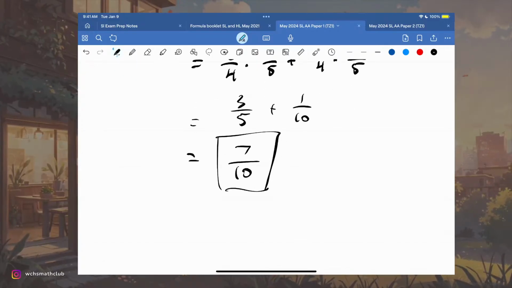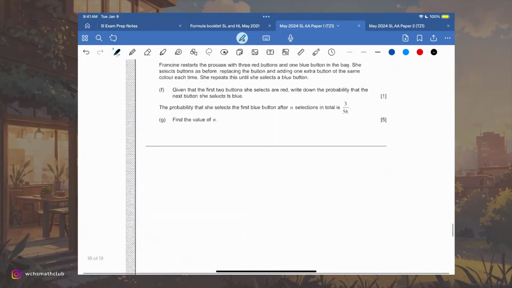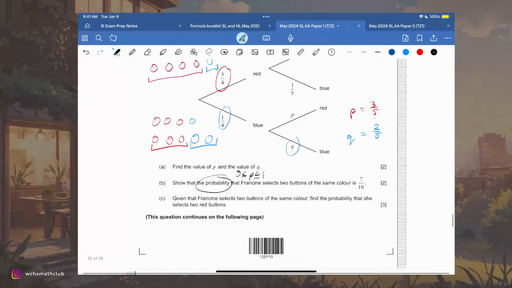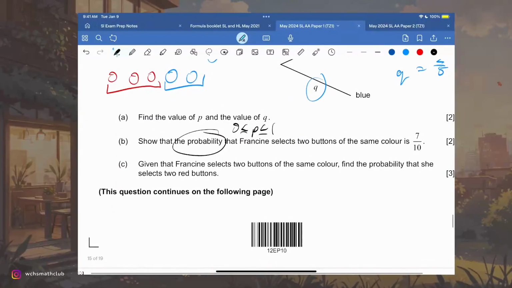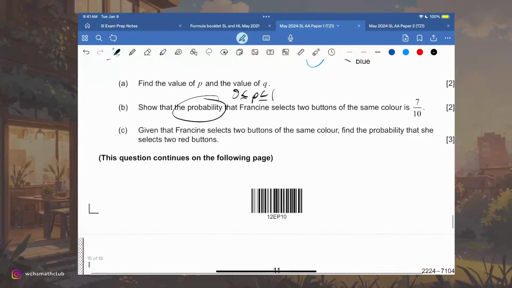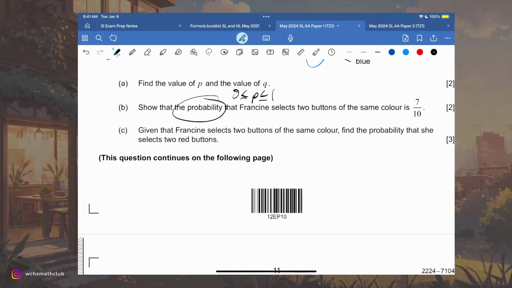So that is actually the moral of the story. Please read the question very carefully, and don't do what I just did and waste a little bit of your time. And part B will be done, because you've just shown that the probability is 7 over 10.